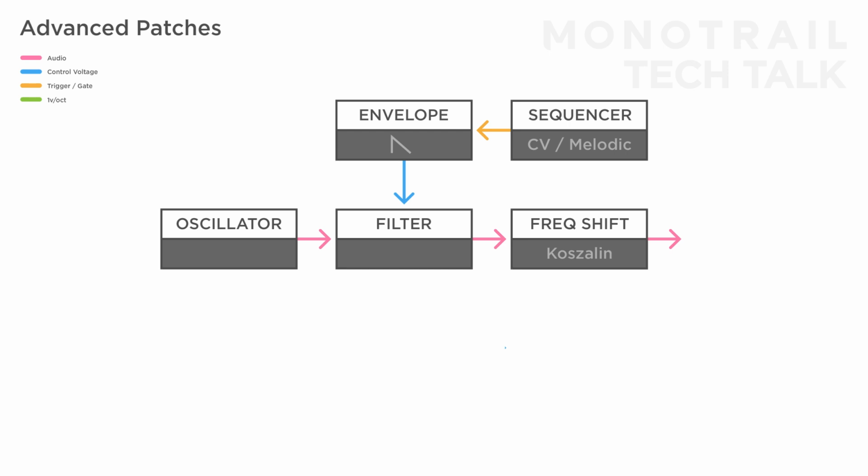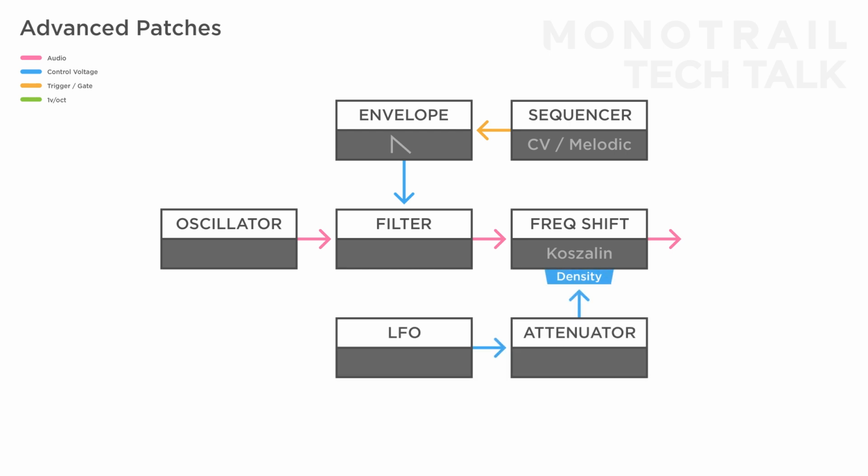The feedback on the shifter is cranked up and a slow LFO through an attenuator is used to modulate the density. Finally, the CV output of the sequencer is added to modulate the exponential FM, turning a steady sound in a dynamic patch.